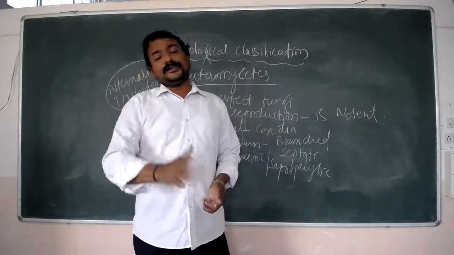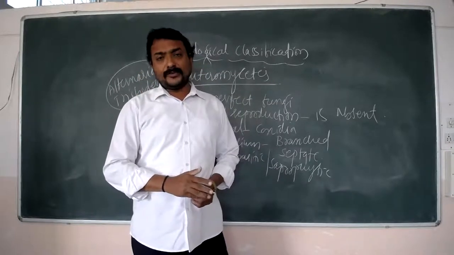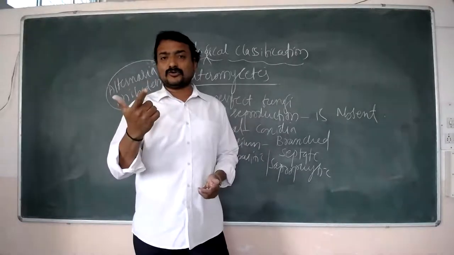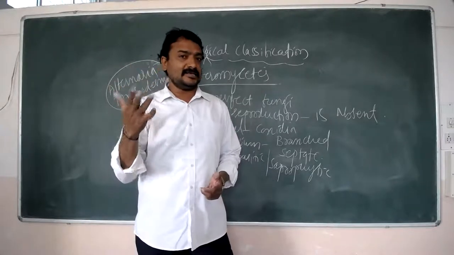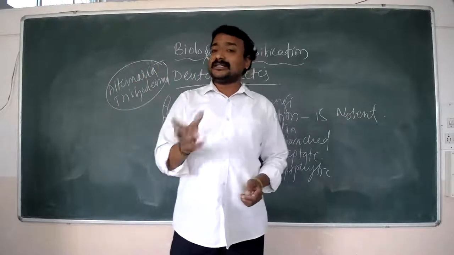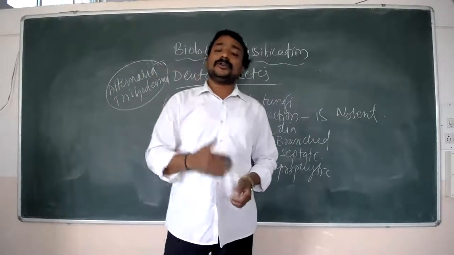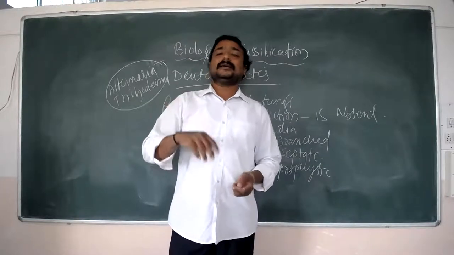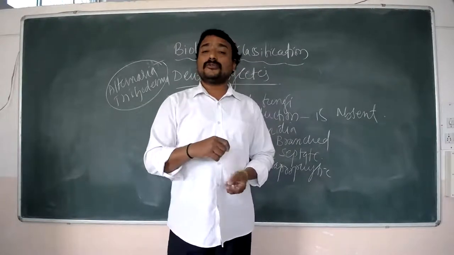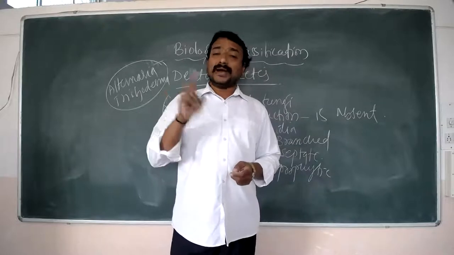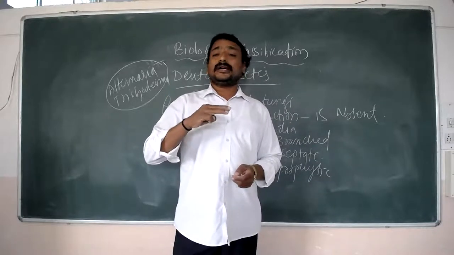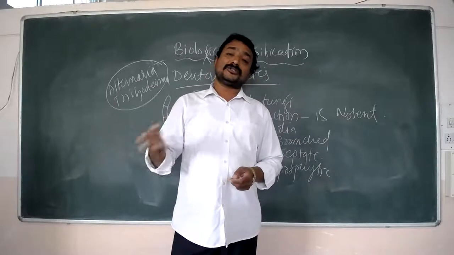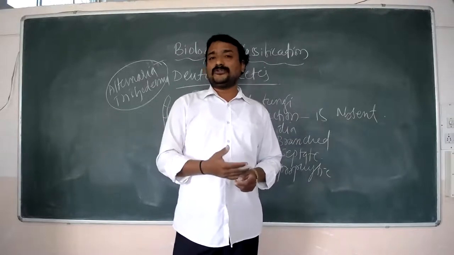So we are discussing the kingdom Mycota. In this kingdom, we discussed phycomycetes, ascomycetes, basidiomycetes as well as deuteromycetes. We came to know that members of kingdom Mycota are non-chlorophyllous, they are heterotrophic, and the mode of nutrition may be saprophytic, parasitic, or coprophilous. So they grow on dead and decaying substances, they grow on logs. That is the mode of nutrition.